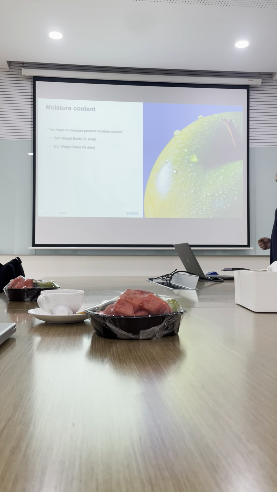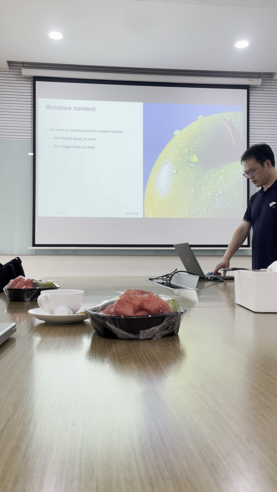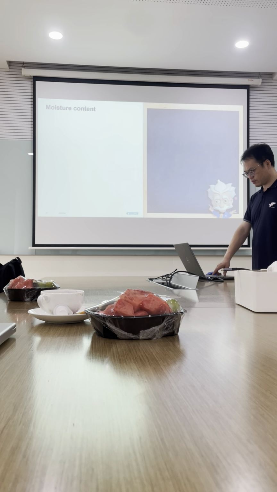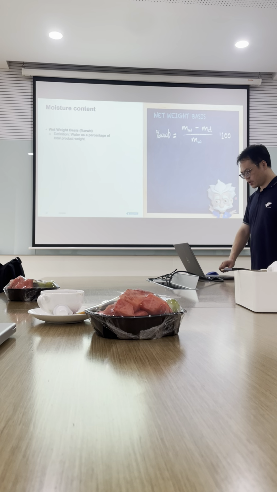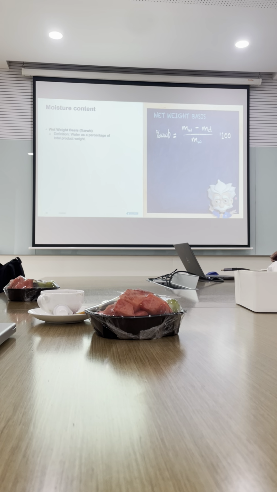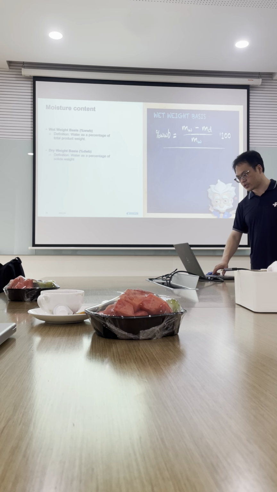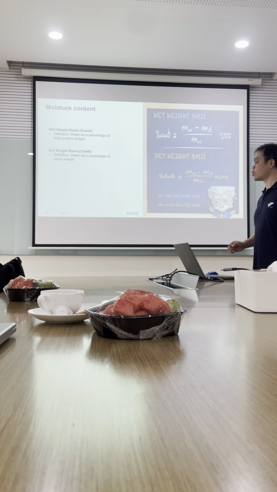There are two ways to measure product moisture content. One is the wet weight basis, and the other is the dry weight basis. The wet weight basis definition uses water as a percentage of the total product weight. And the dry weight basis definition is water as a percentage of the solid weight. On the right is the formula of these two ways.